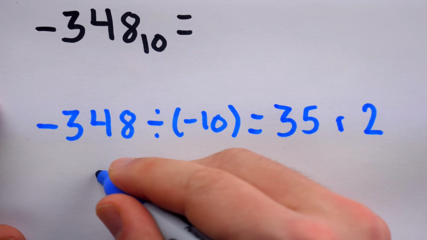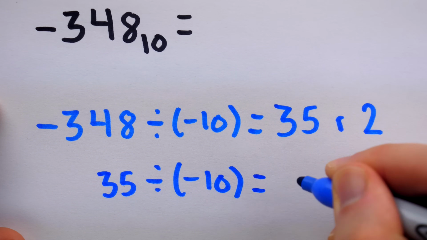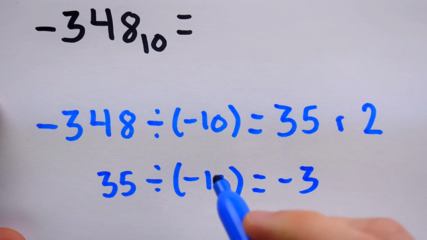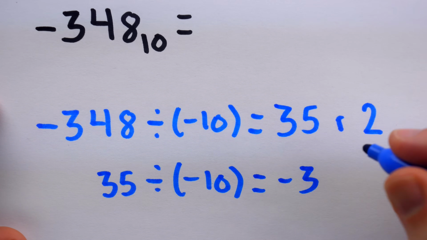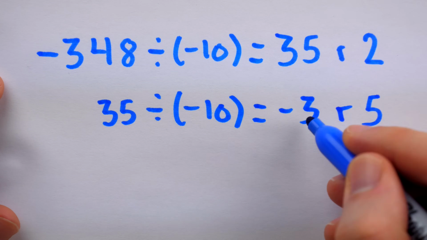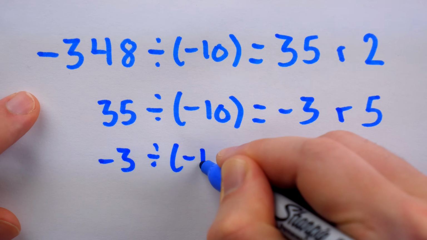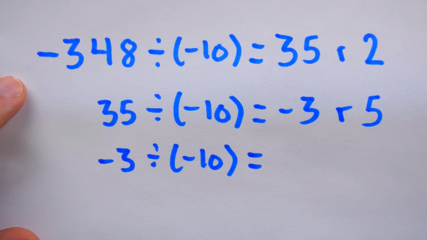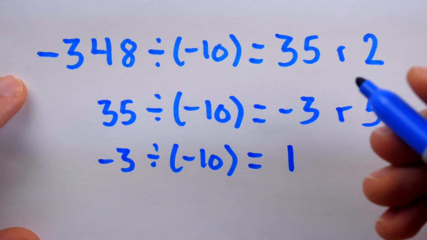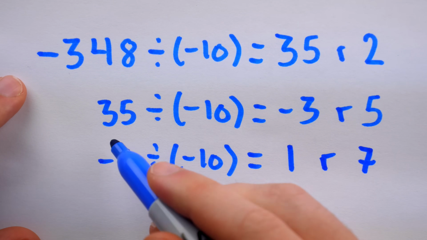So we would now take 35 and divide by negative 10. In this case, the quotient is negative 3. Negative 3 times negative 10 is positive 30, which of course produces a remainder of positive 5. Finally, we take this quotient of negative 3 and divide it by negative 10. And again, since we need positive remainders, we would have a quotient of 1, that's negative 10, and then a remainder of 7 to bring us up to negative 3.